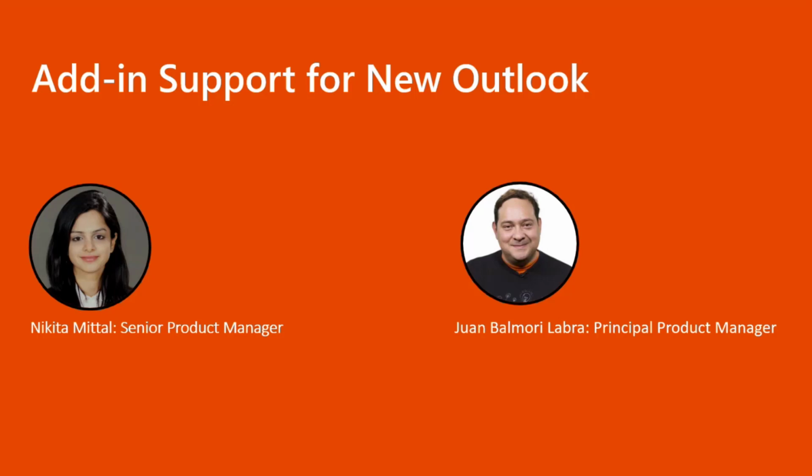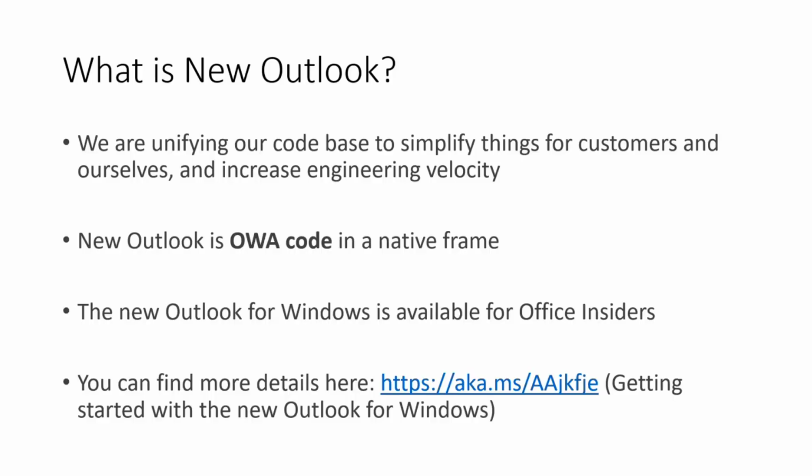So what is new Outlook for Windows? It is an initiative where we want to simplify things for customers by unifying our code base and increasing engineering velocity. New Outlook is essentially Outlook on the web in a native frame. The new Outlook for Windows is already available for Office Insiders. You can check out our public documentation using the link shared here to learn more about it as well.